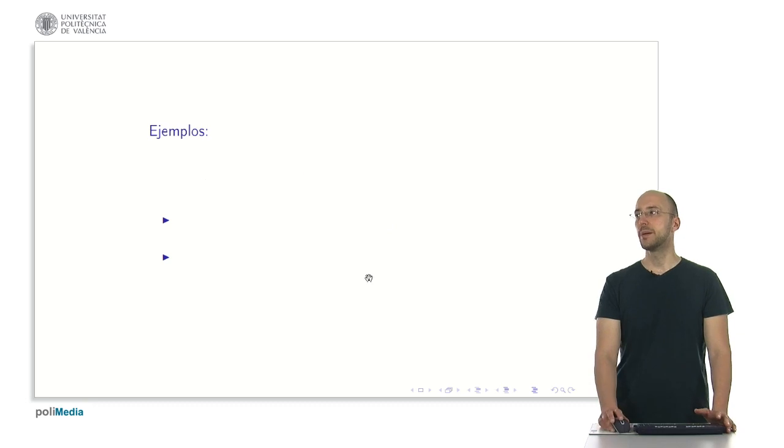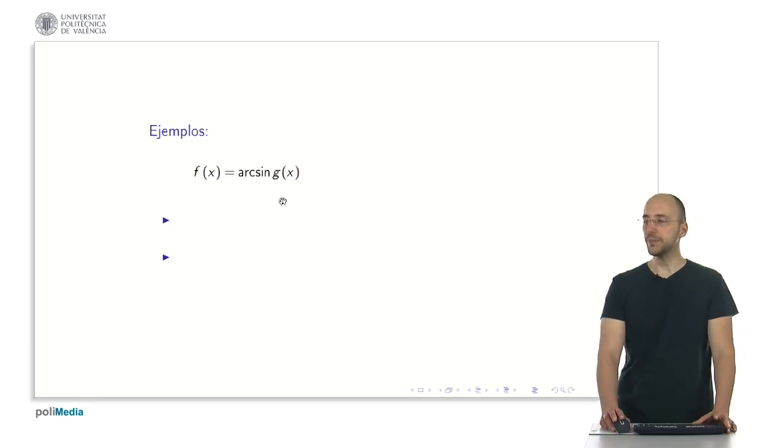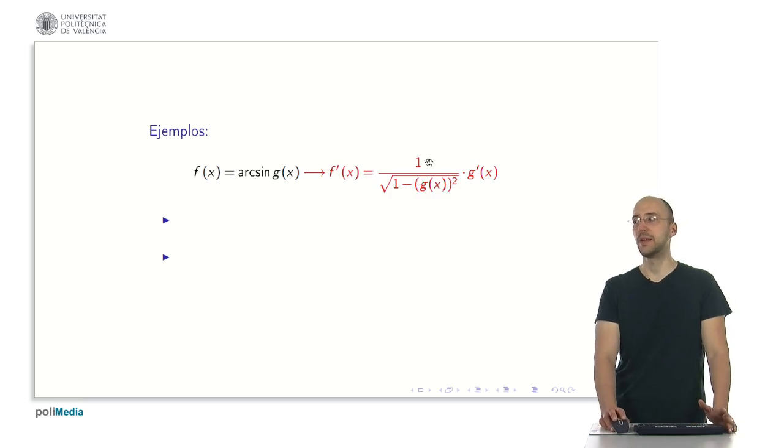Let's now examine an example involving the arcsine function of g of x. In this case, as we discussed earlier, its derivative is 1 divided by the square root of 1 minus g of x squared, multiplied by g prime of x.